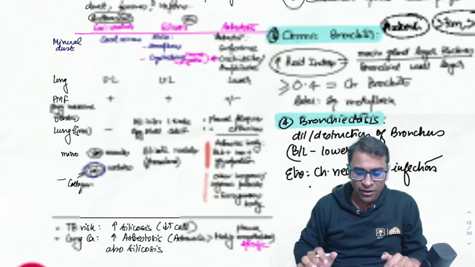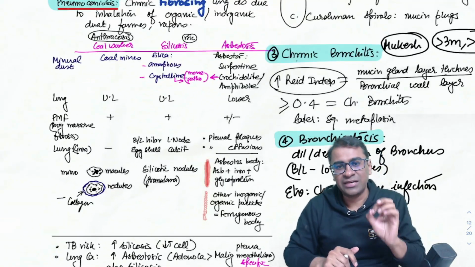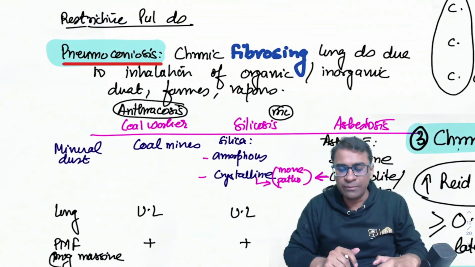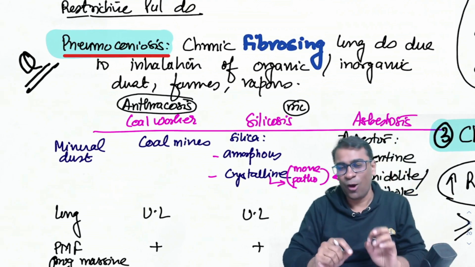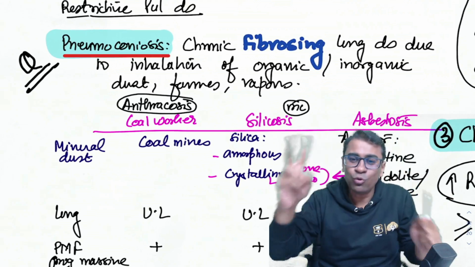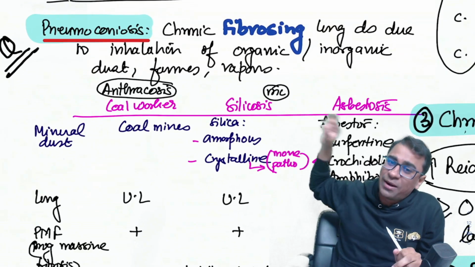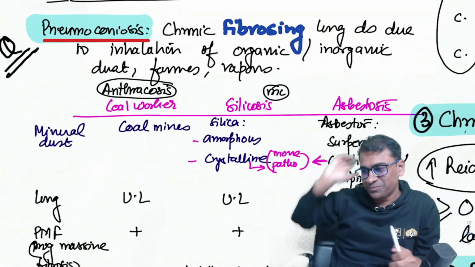Now we move to restrictive lung disease. In this topic, I'll discuss pneumoconiosis. Very hot favorite. Often we'll see either 1 or 2 questions from this topic. This must be read.